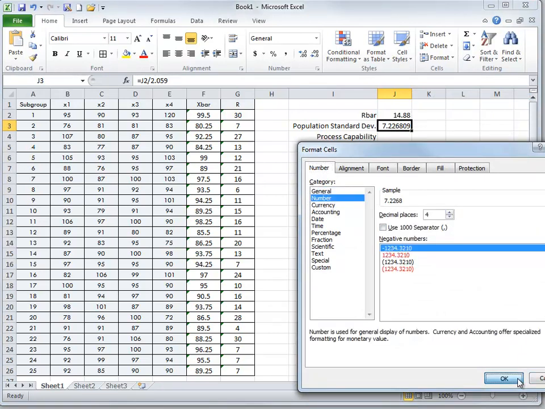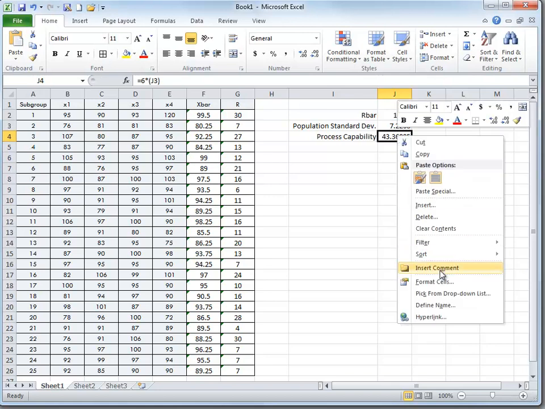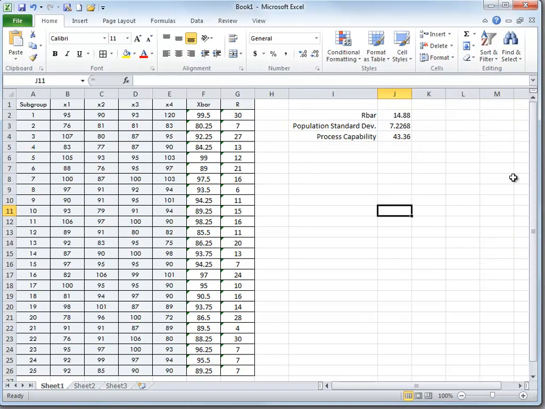We can format the cell to only show 4 decimal places. All right, then we calculate our process capability, which is simply multiplying 6 times our population standard deviation. And we have 43, let's format the cell, 43.36. So this is telling us that our process is quite capable of producing. Quite capable. There's a lot of room for improvement, which is good.